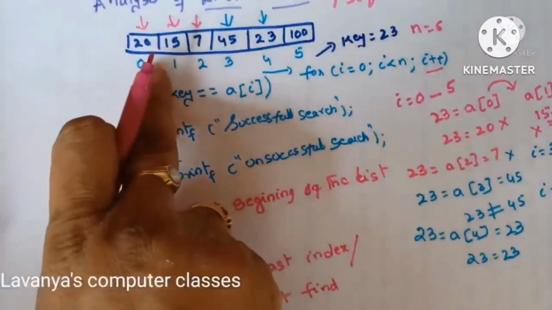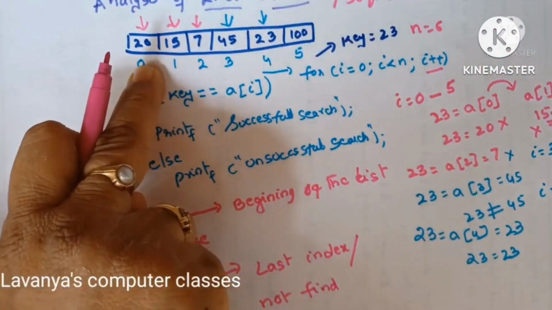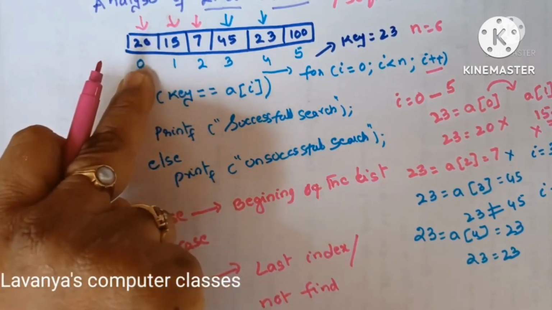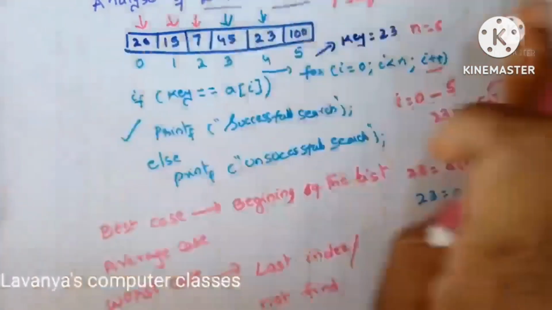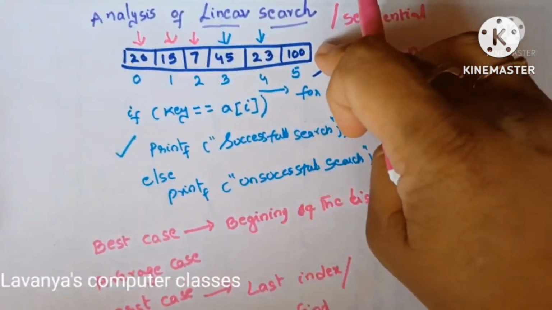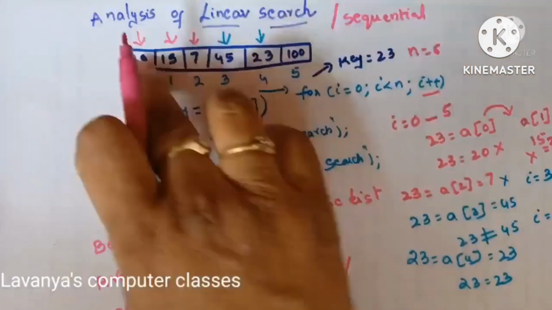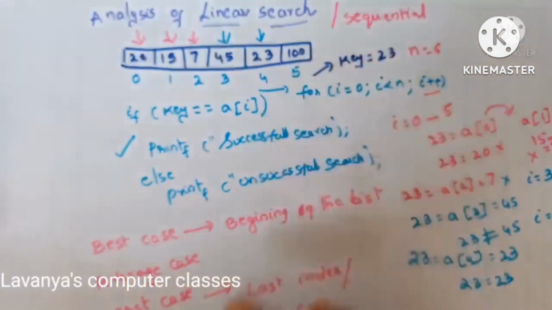So what does best case mean? The element is available at the first index only, that means the 0th index, the first place only, where we get that element. Worst case means the element is not present in the list at all, or if it is present, it is the last value, at the last index position in the given list.